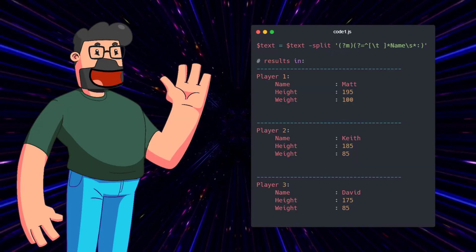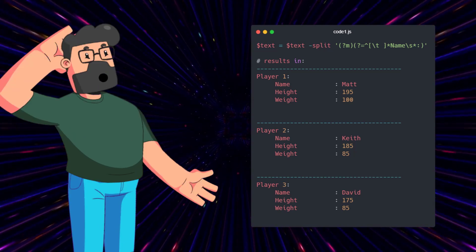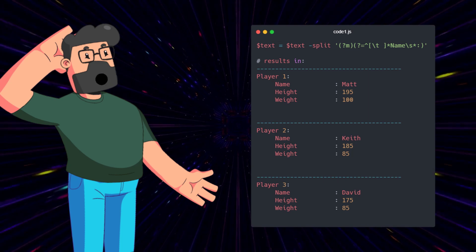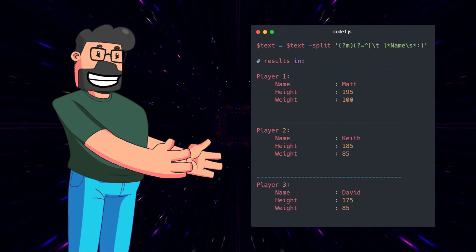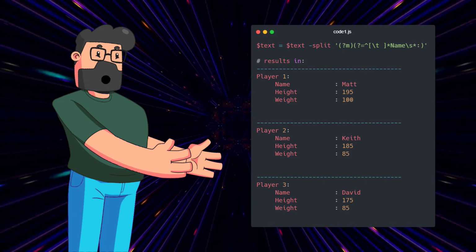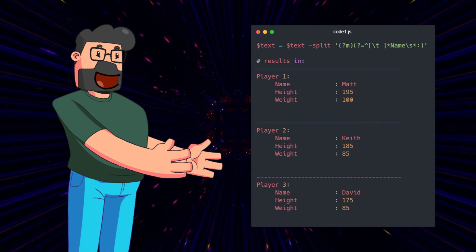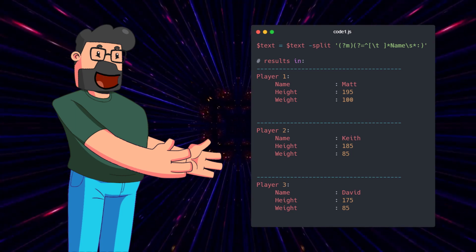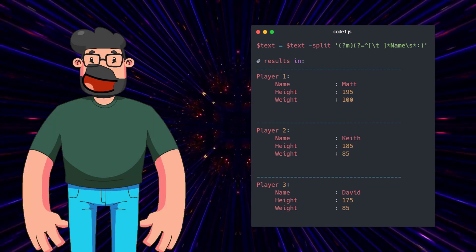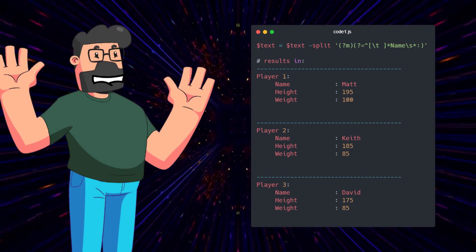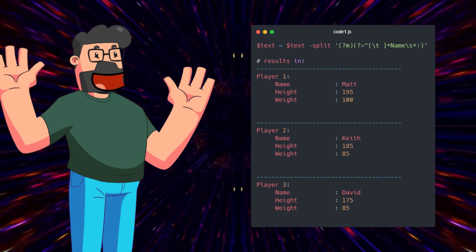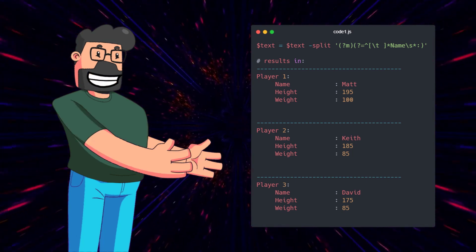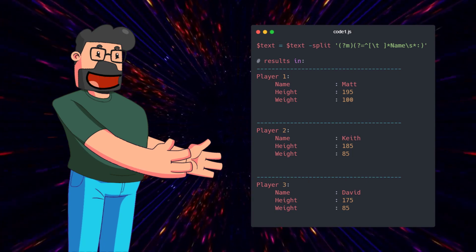Now, diving into the solution provided, we come across a clever way to tackle this problem. By utilizing the M flag from multiline mode and crafting a regex pattern that targets the beginning of each line, followed by tabs or spaces before the word name, we can effectively split the text as intended. This refined approach ensures that empty lines are excluded from the splitting process, resulting in a clean and accurate separation based on the desired word.